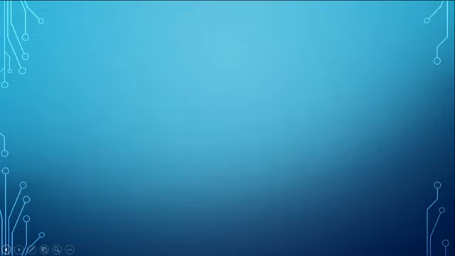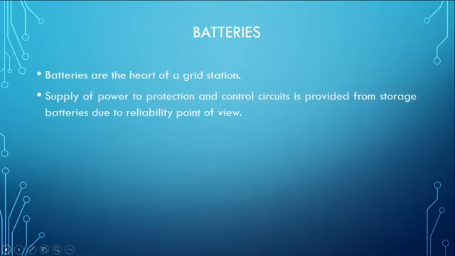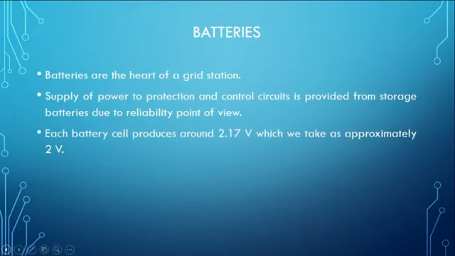Next is the most important component of a grid station from the safety point of view, that is batteries. Batteries are the heart of a grid station. Supply of power to protection and control circuits is provided from storage batteries from a reliability point of view. An alternate source of supply is also given through rectifiers. Each battery cell produces around 2.17 volt, which we normally take as approximately 2 volt.